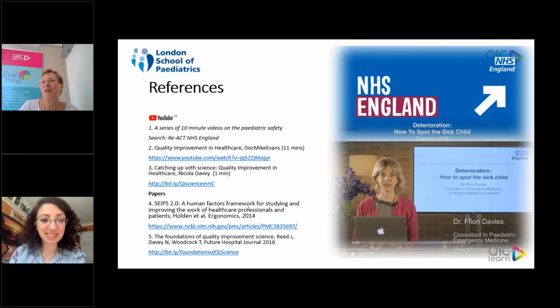And if they want to see a really great poster about quality improvement, I haven't put the web address up here, but if you Google quality improvement clinic, then posters, you should be able to see a whole load of posters of great QI work done by paediatricians and other people as well.